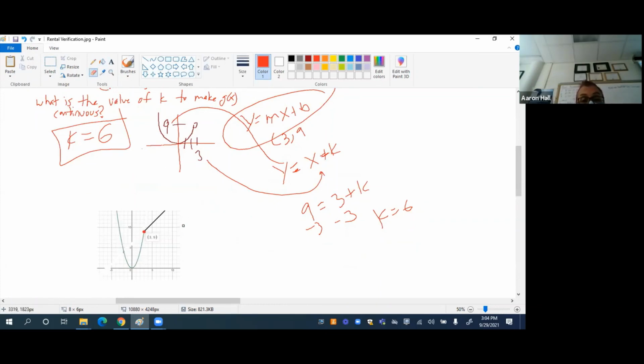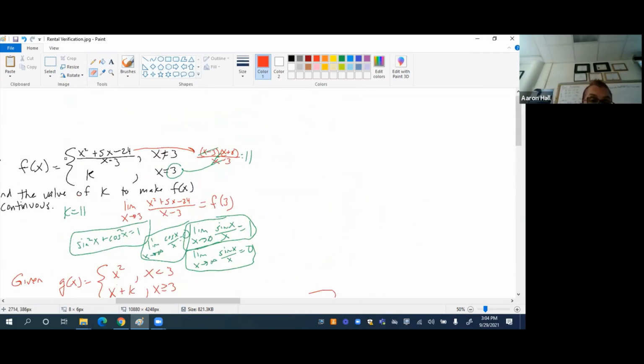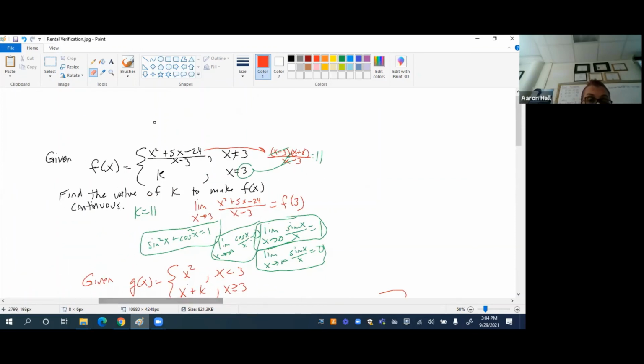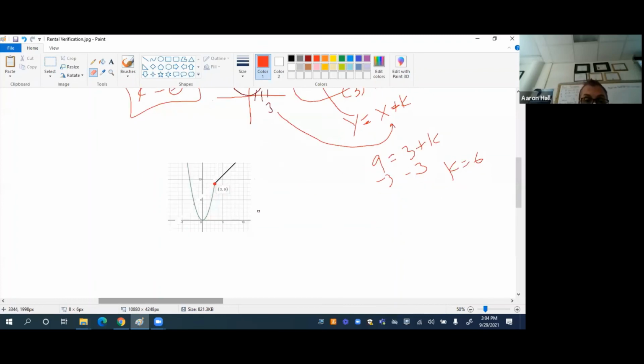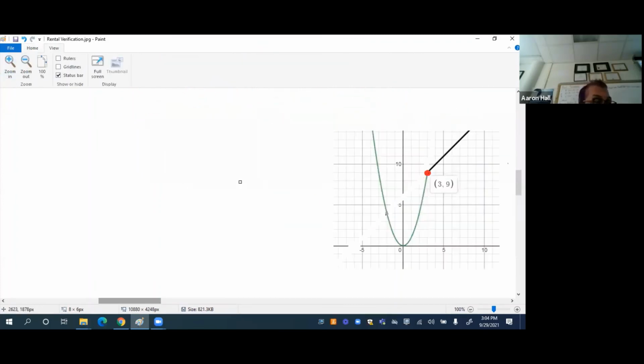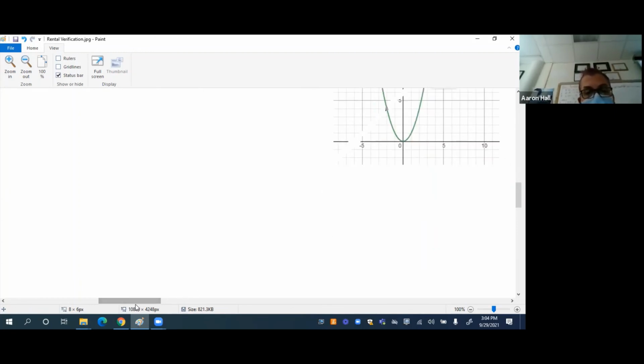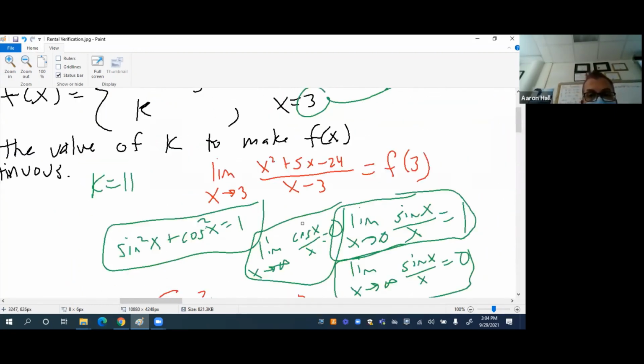Okay. So we went over 3 different examples like this that seem to be common on past AP tests. So hopefully that will be helpful. So let's do another. Now I want to talk about the properties of continuous functions.